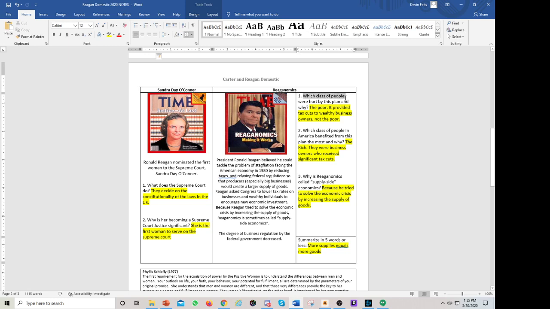It says, which class of people were hurt by this plan and why? So let's think about it. If business owners get tax cuts, right, and they have leftover money, who's going to be making the majority of that profit? Is it going to be the business owners or the workers? So which class of people were hurt the most by this plan? Okay, and why? Number 2 says, which class of people in America benefited from this plan most and why?